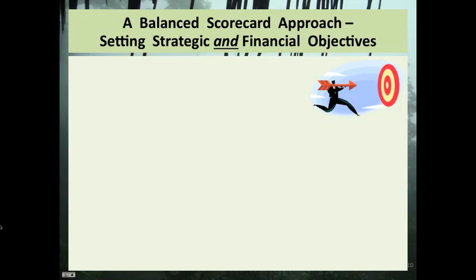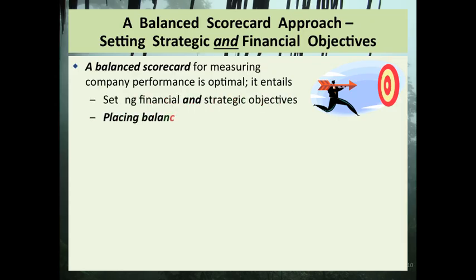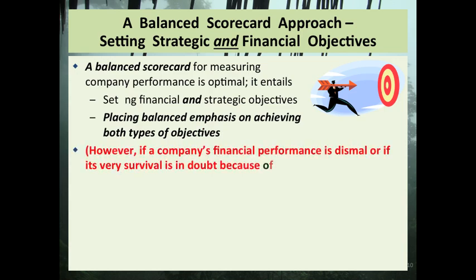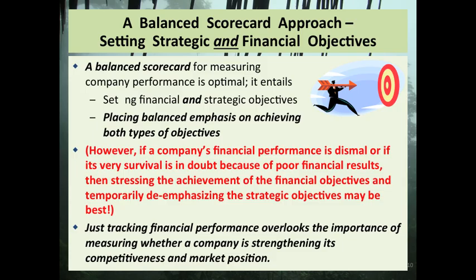We want to be sure that we use what we call a balanced scorecard for measuring company performance. And the reason is that we would like our financial and strategic objectives to be equally important, and that keeps the company focused on the long term and not the short term. There is an exception to that rule. The exception is if the company's financial performance is dismal, you have to keep your head above water. So in that case, in the short term at least, you may have to focus more on financials in order to survive in the long term.